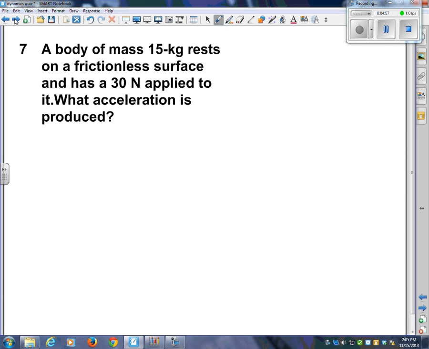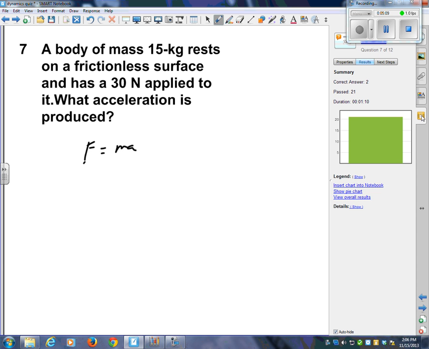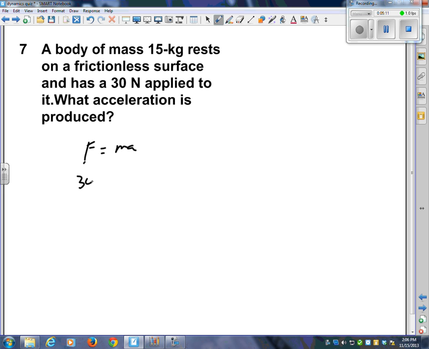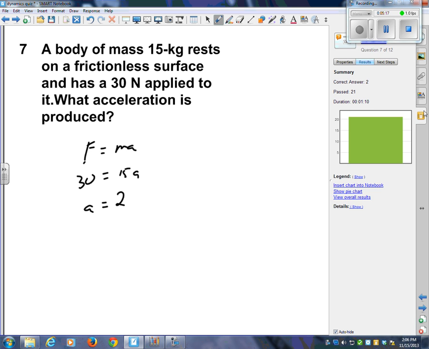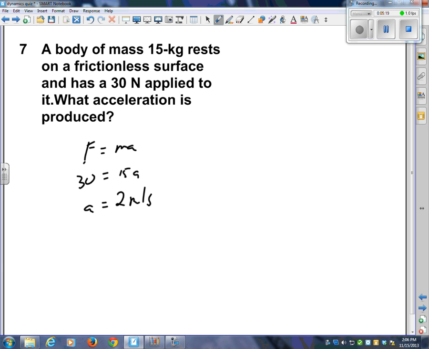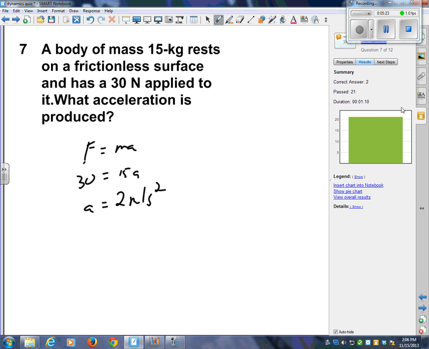A body of mass 15 kilograms rests on a frictionless surface and has a 30 Newton force applied to it. What acceleration is produced? I think this one's pretty easy. How did we do on this? Everybody got it, right? Is it not just 30 equals 15a? 30 divided by 15 is 2. Looks like everybody got that one.